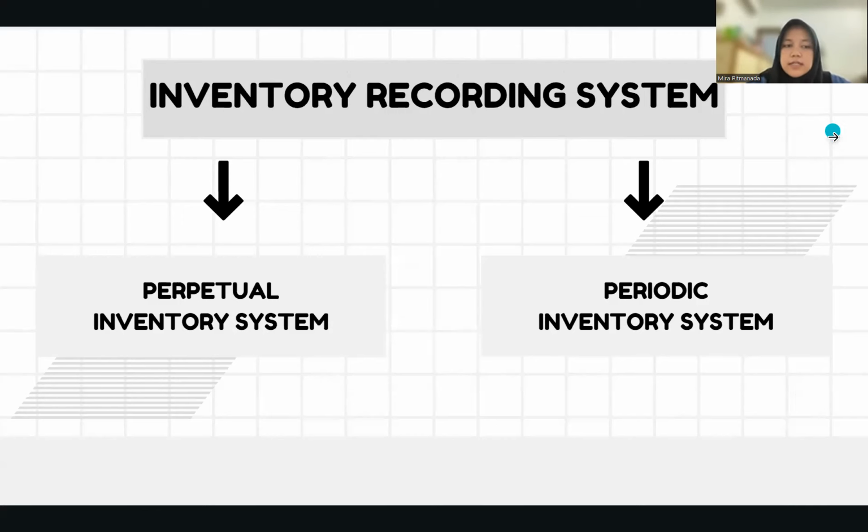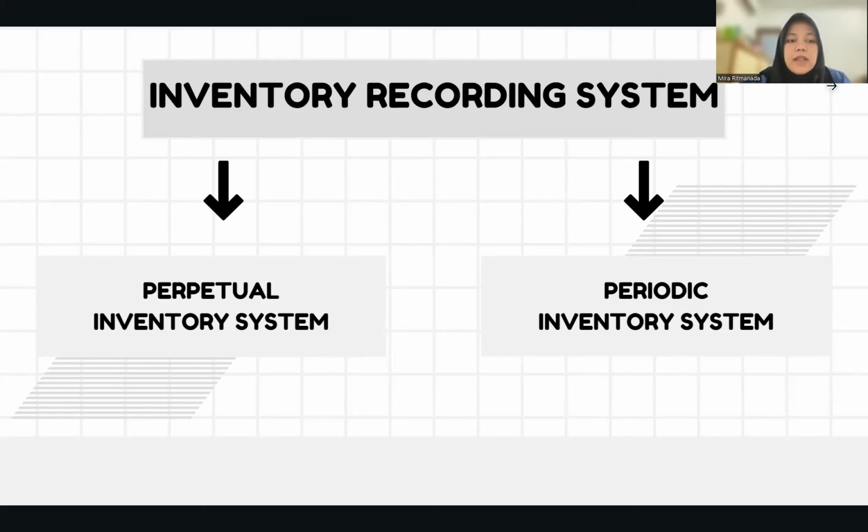Inventory recording system. The inventory recording system is divided into two: the perpetual system and the periodic system. So what is the difference between the perpetual system and the periodic system? Let's discuss it together.